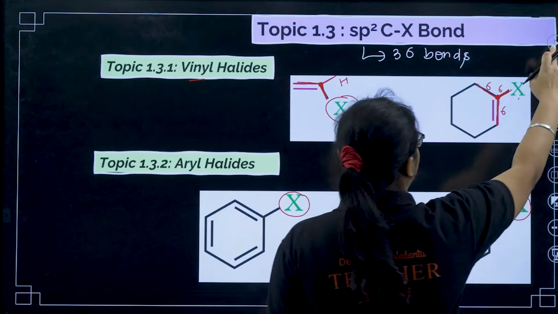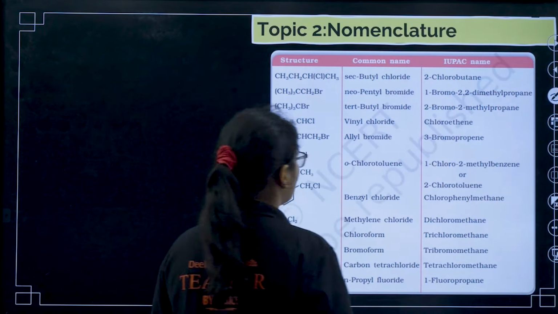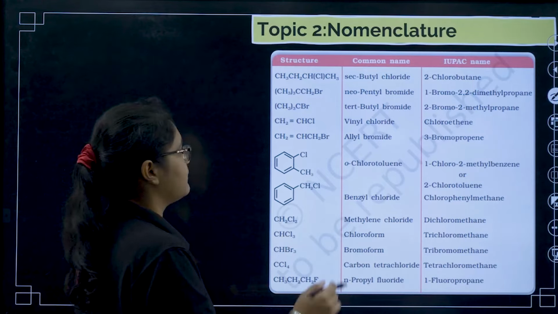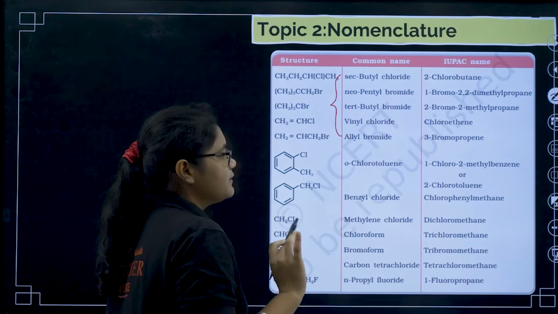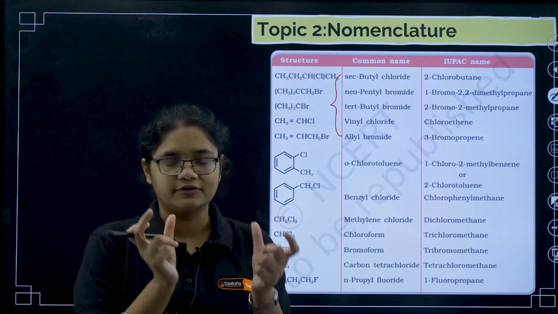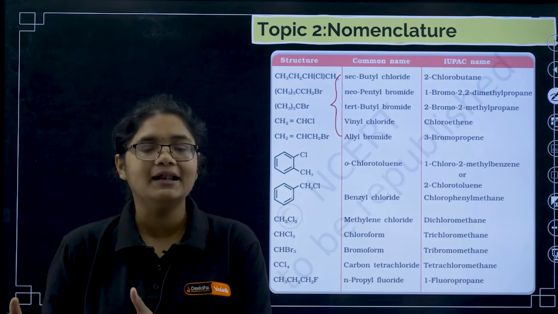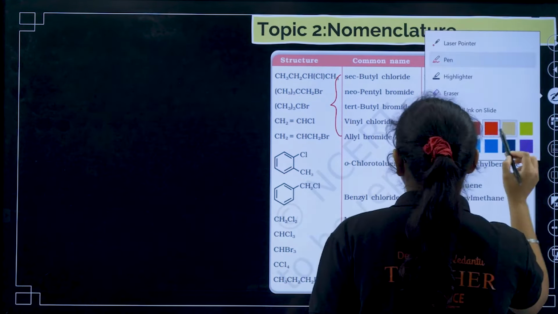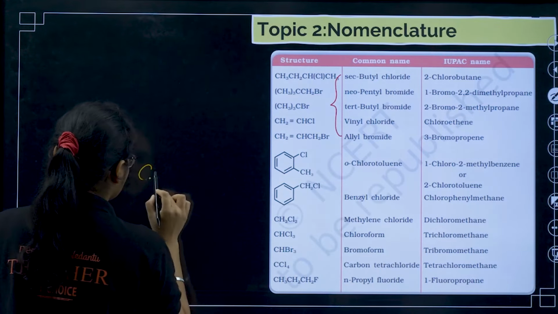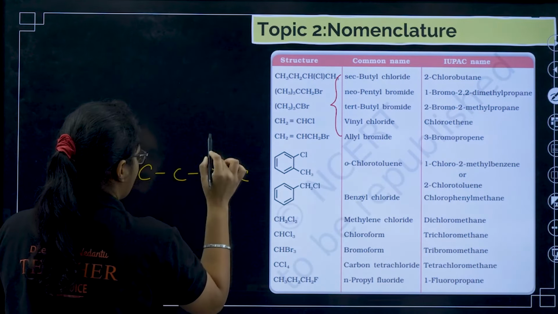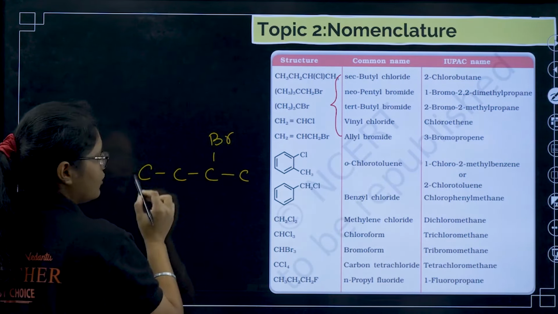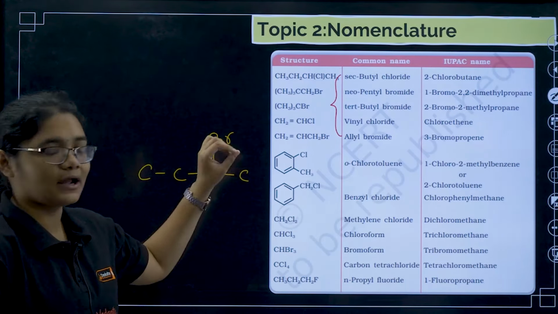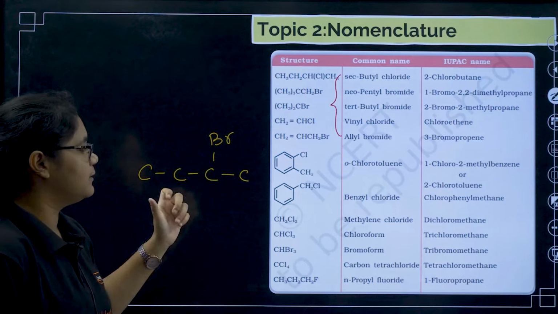Now let's move to the next one. Coming to nomenclature. Okay, nomenclature is very important. You just need to remember the common names also. Otherwise the basic rule is you first tell the position of the halogen and then the full structure of the compound. So for example, if I have a structure like this, I have bromine here, so it is 2-bromobutane, right? Like this you can just tell which compound it contains, and based on that you have to name it.